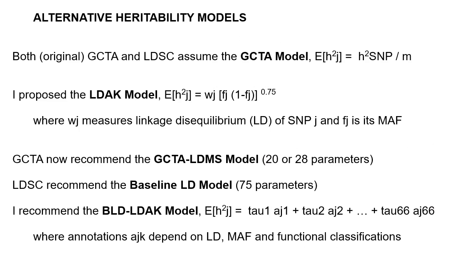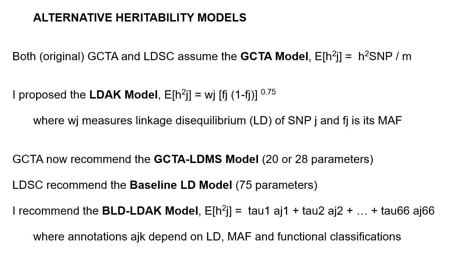So far, I've only explained the GCTA model, in which each SNP is expected to contribute equally to SNP heritability. And although this is the most common, there are actually a wide number of other models which have been proposed. So for example, I proposed the LDAK model, and here the expected heritability of each SNP depends on two parameters, wj, which is a measure of linkage disequilibrium, and fj, which is the MAF of the SNP.